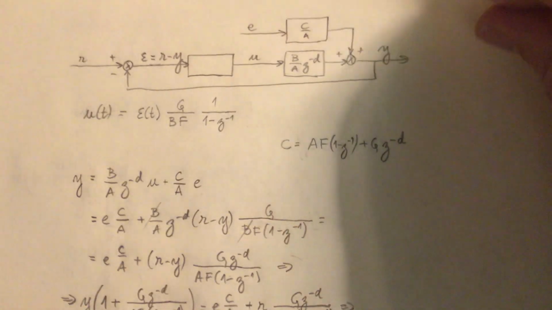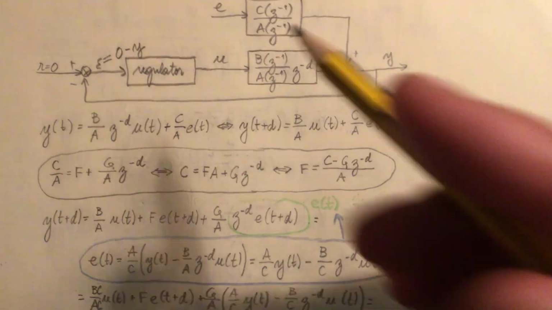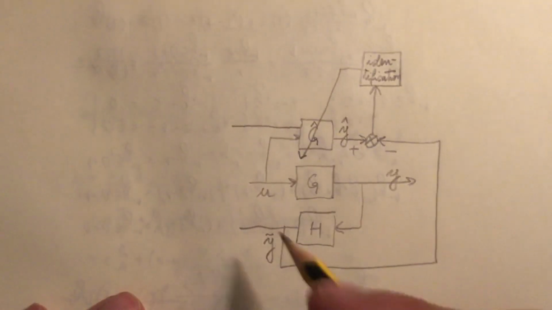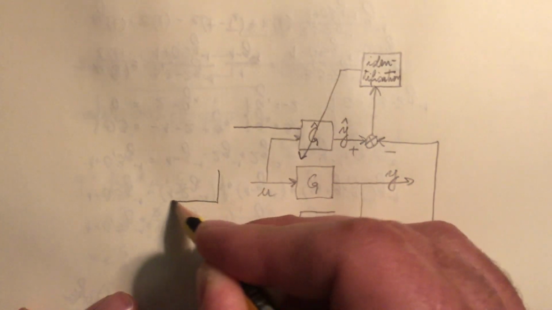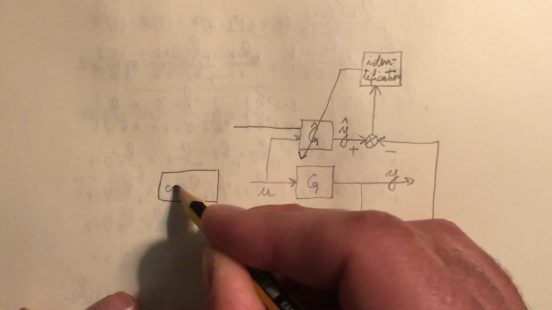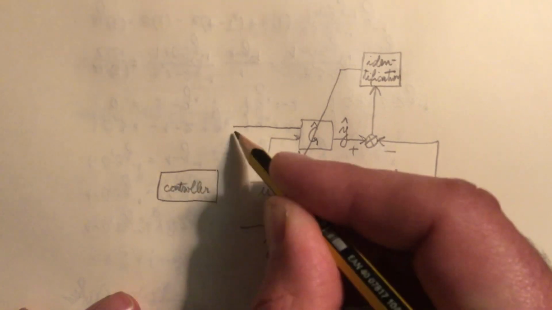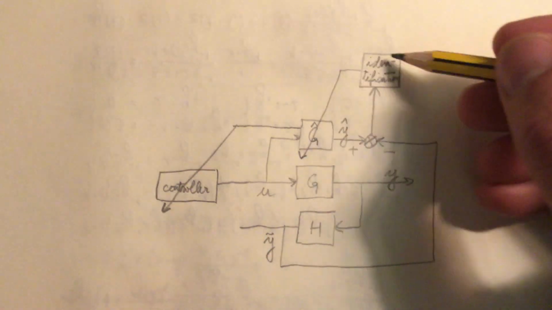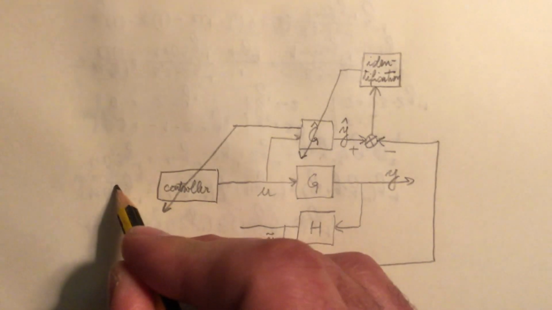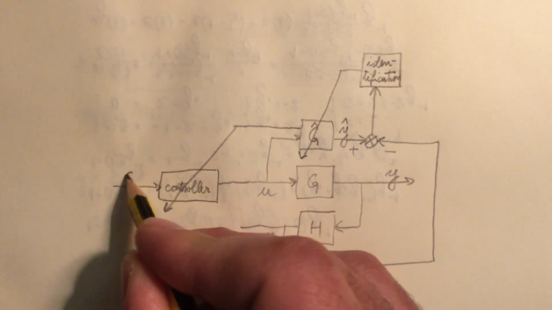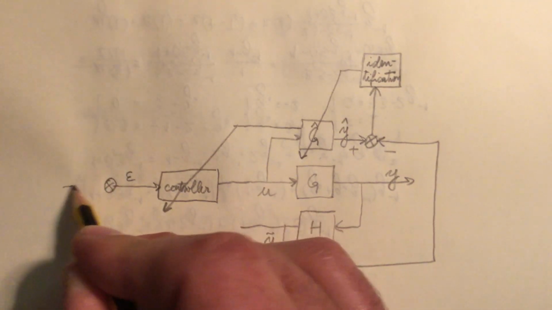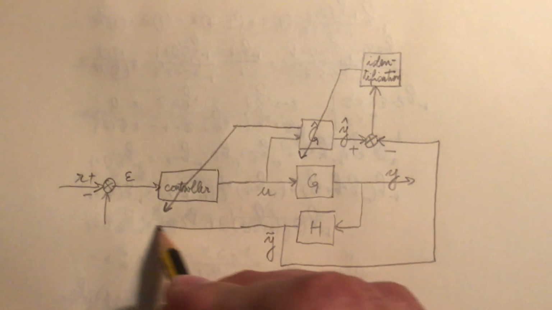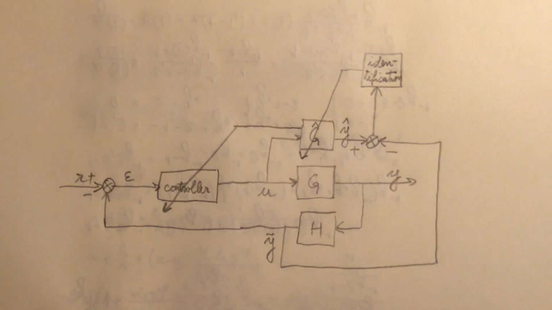To follow a reference, or to follow a constant reference with a regulator. And in that case, this controller here is being modified in real time by this model, which is being identified in real time. The controller, of course, works based upon this closed loop error, which is the difference between the reference and the measured output.